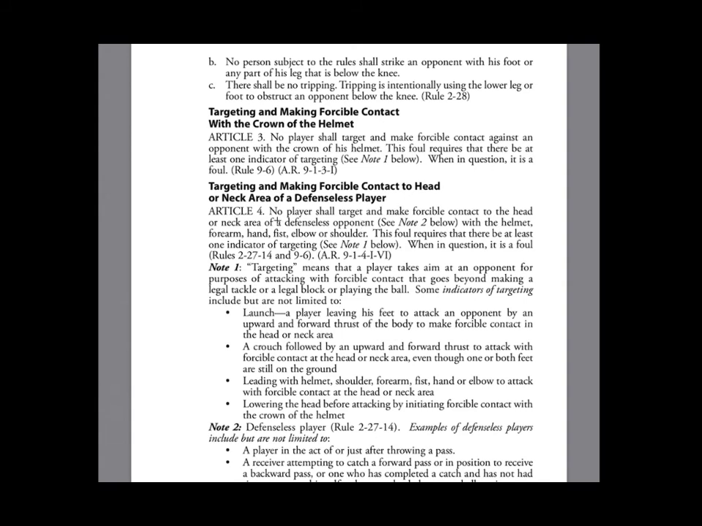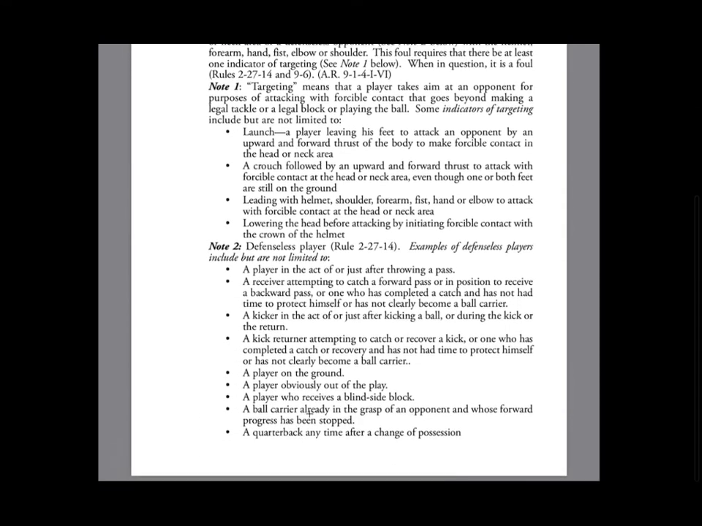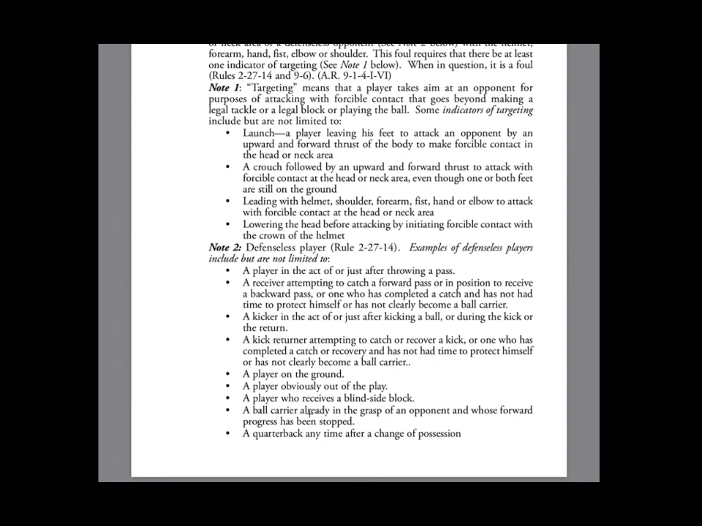Okay, a quick review of 9.1.4, which is actually the second part, and there are two ways. You don't have to have both of these to make a foul. It is possible to have both of them within the same penalty, but it is not required. The second way to have targeting would be 9.1.4, which is forcible contact to the head or neck area of a defenseless opponent. There's a whole list of what falls under the category of defenseless opponent. Again, it needs to be forcible contact to a defenseless opponent in the head or neck area.